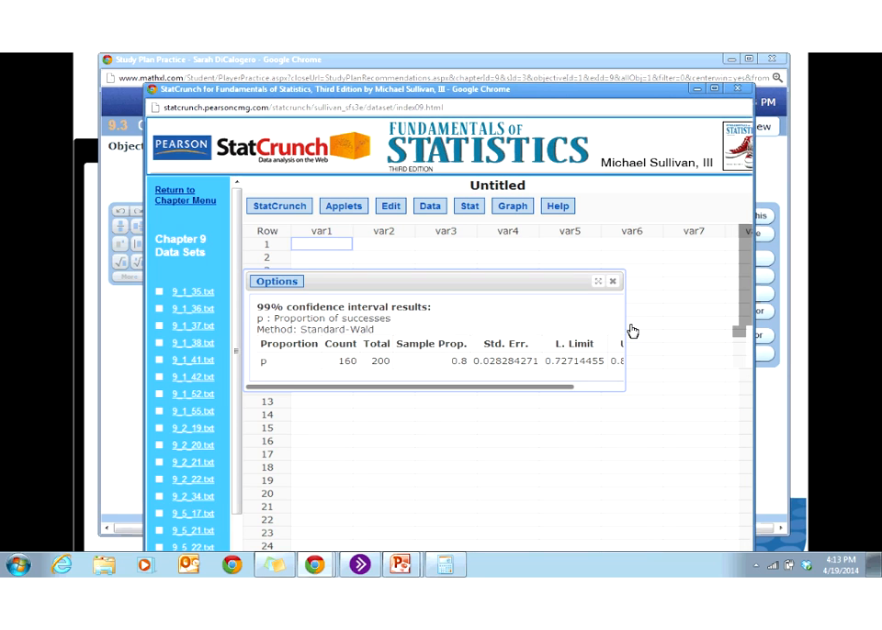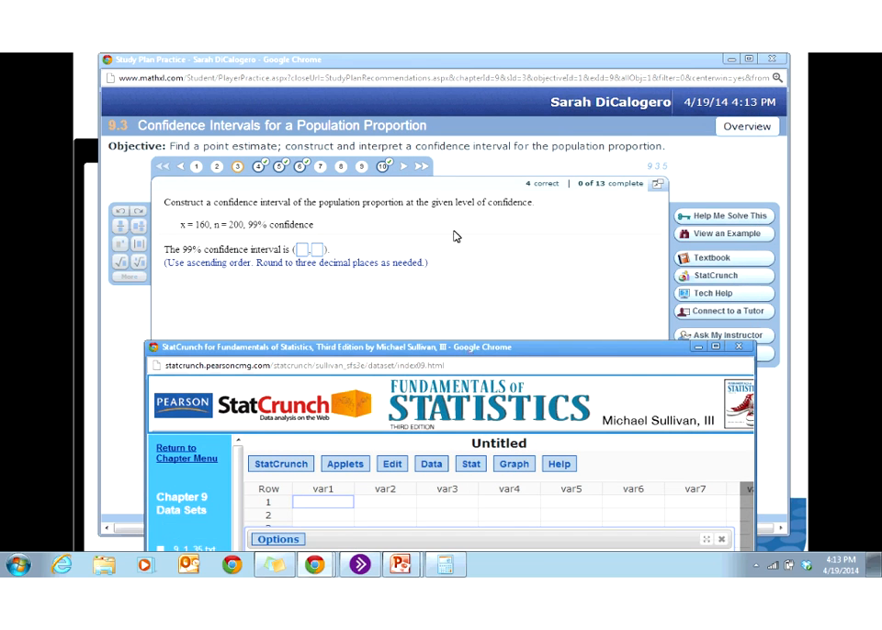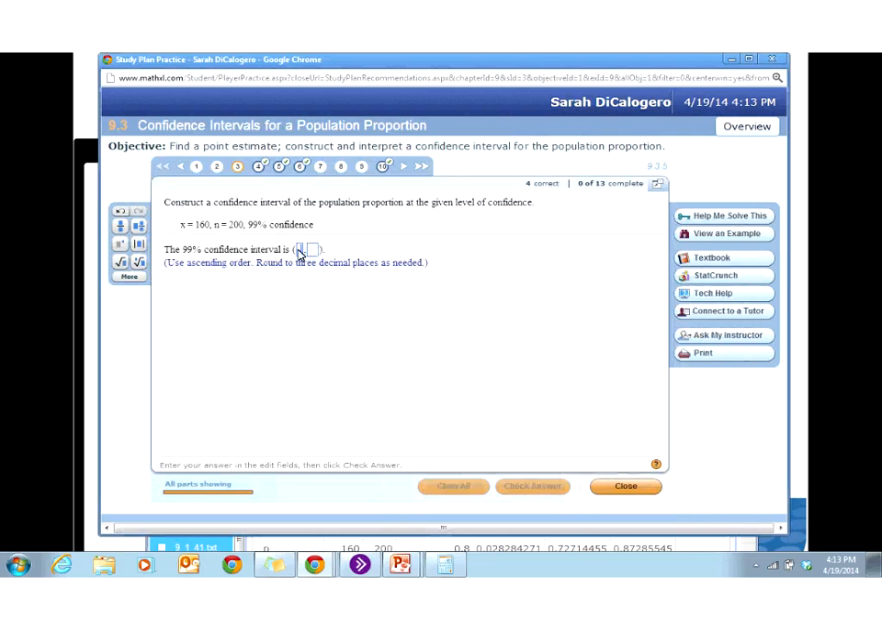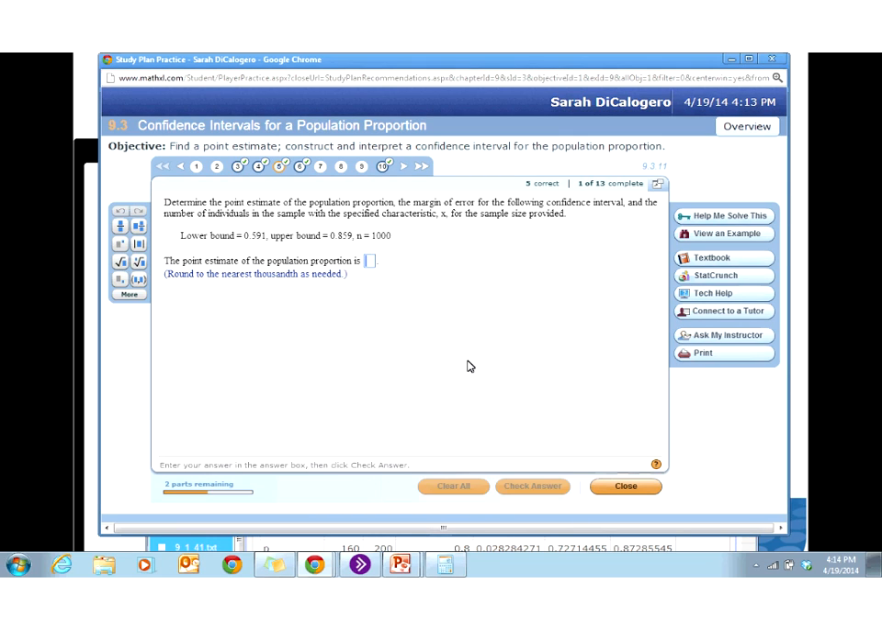And there it is. Calculated for us. We've got the lower limit and the upper limit. To three decimal places, so 0.727 and 0.873. All right, we got it.